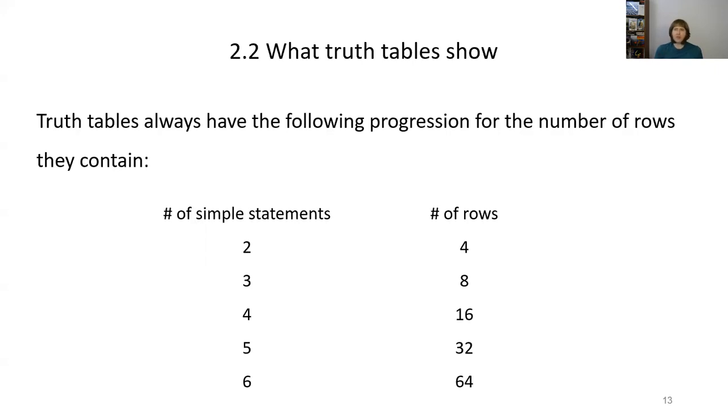So we always have this progression in terms of the number of rows. So on any truth table, except the short one, we're going to take a look at the short truth table method in chapter 6.